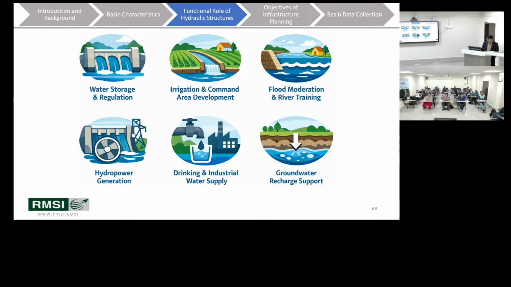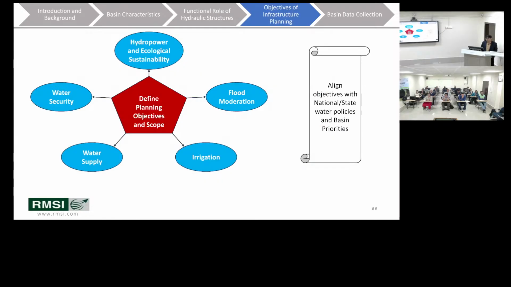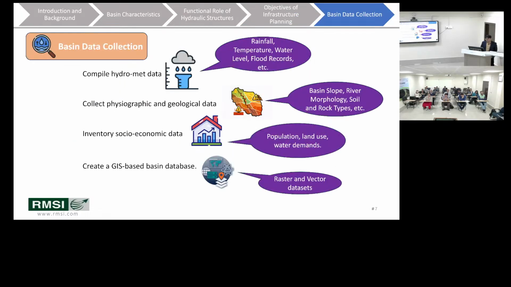Drinking and industrial water supply, groundwater recharge support, because of the spring-shed management in the northeast, Meghalaya. If you are planning a recharge facility in your spring, then you should consider these kinds of parameters: the availability of rainfall, the slope, soil, land use type, all these. What kind of vegetation is there? You should consider all those aspects. Of course, you should have clarity of objectives: ecological balance, hydropower, flood moderation, irrigation, water supply, water security. All these aspects you need to take.